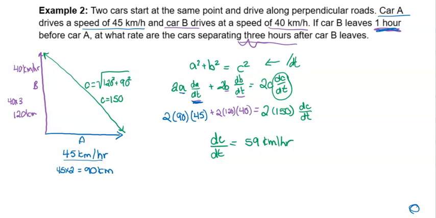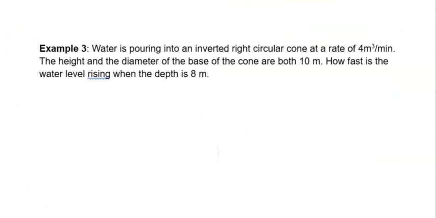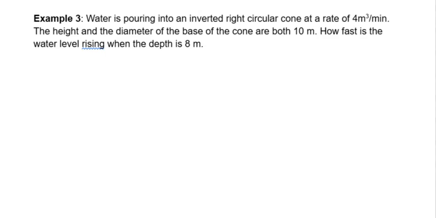All right, let's try another one. Water is pouring into an inverted right circular cone at a rate of 4 meters cubed per minute. The height and the diameter of the base of the cone are both 10 meters. How fast is the water level rising when the depth is 8 meters? So first, let's draw a picture.